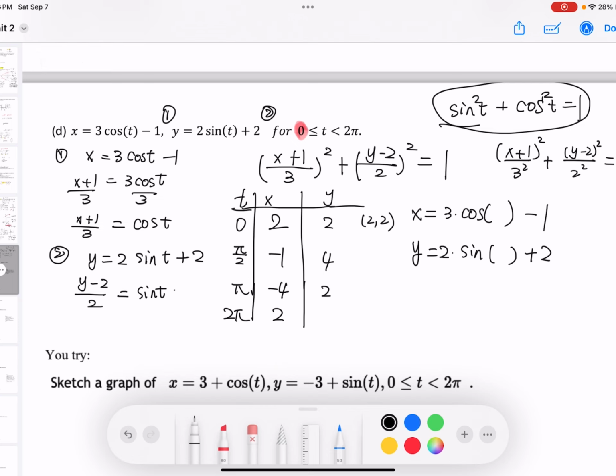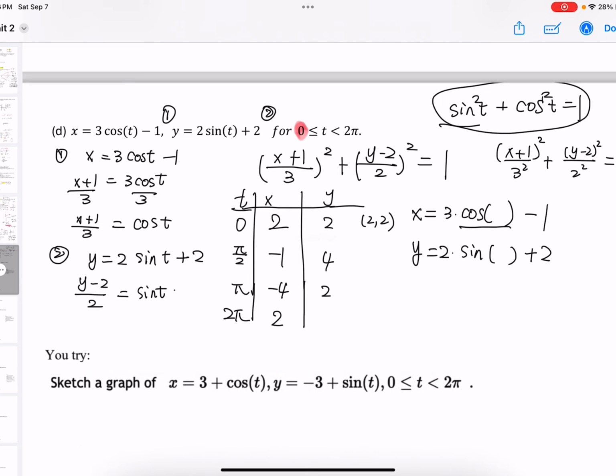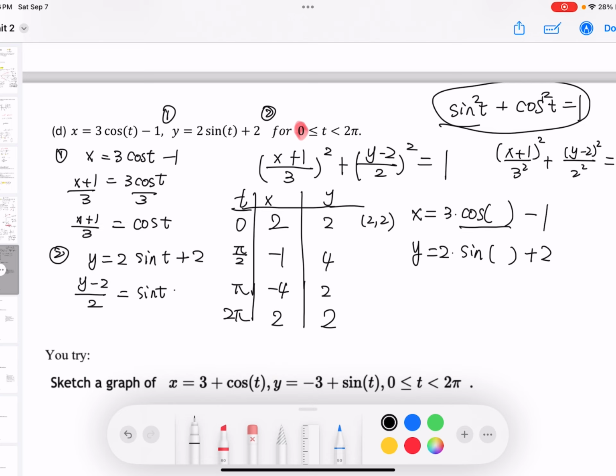Cosine 2 pi is 1. 3 times 1 minus 1 is 2. And then the y value, 2 times sine 2 pi is 0, plus 2, 2. So we have 4 points. They are 2, 2; negative 1, 4; negative 4, 2; and 2, 2. Initial point is 2, 2.